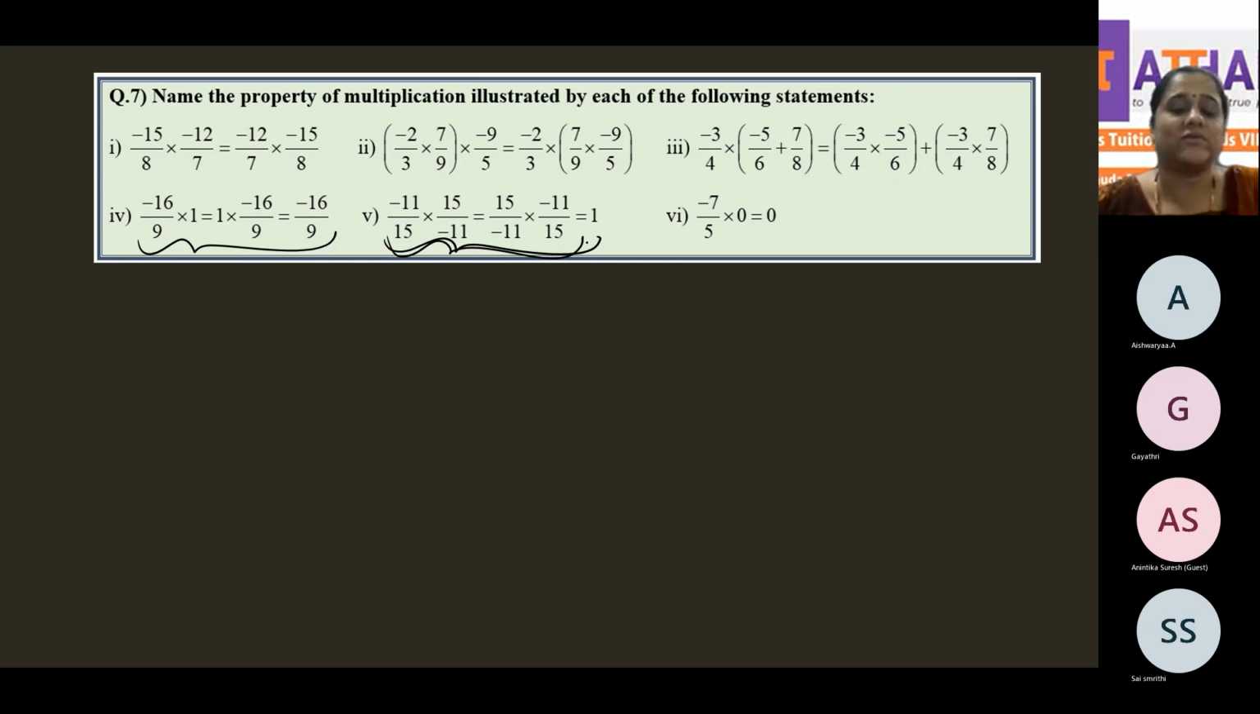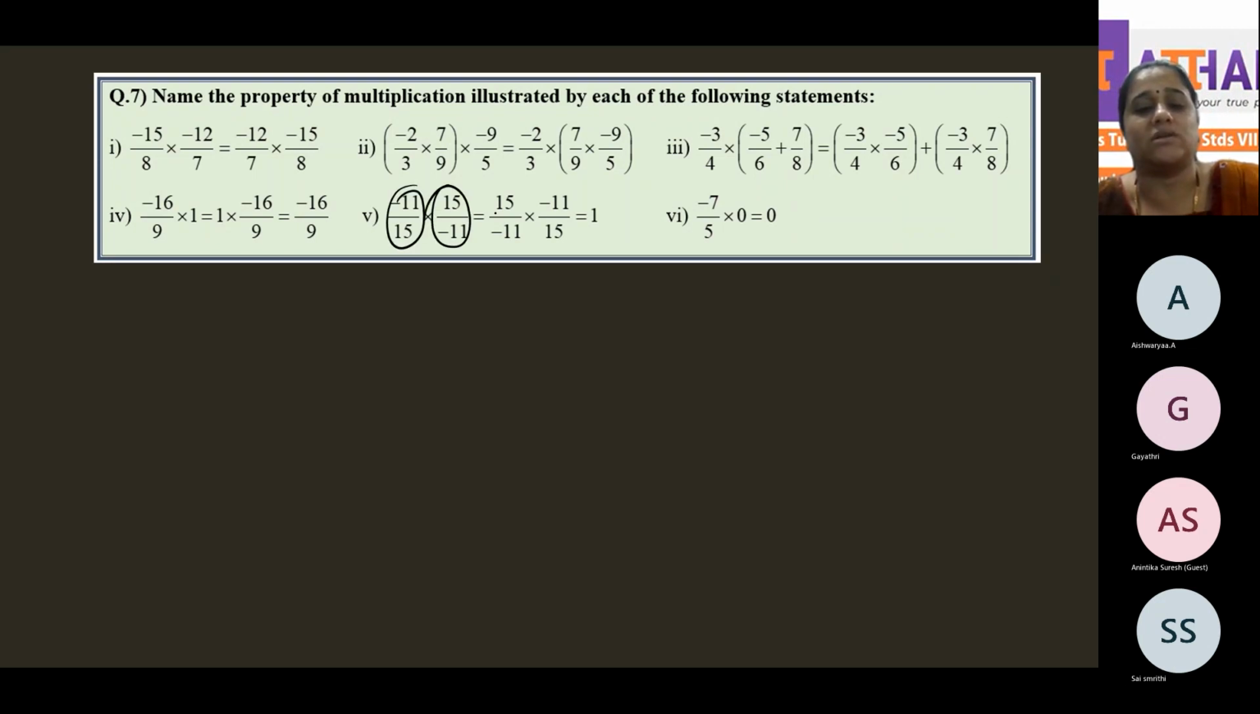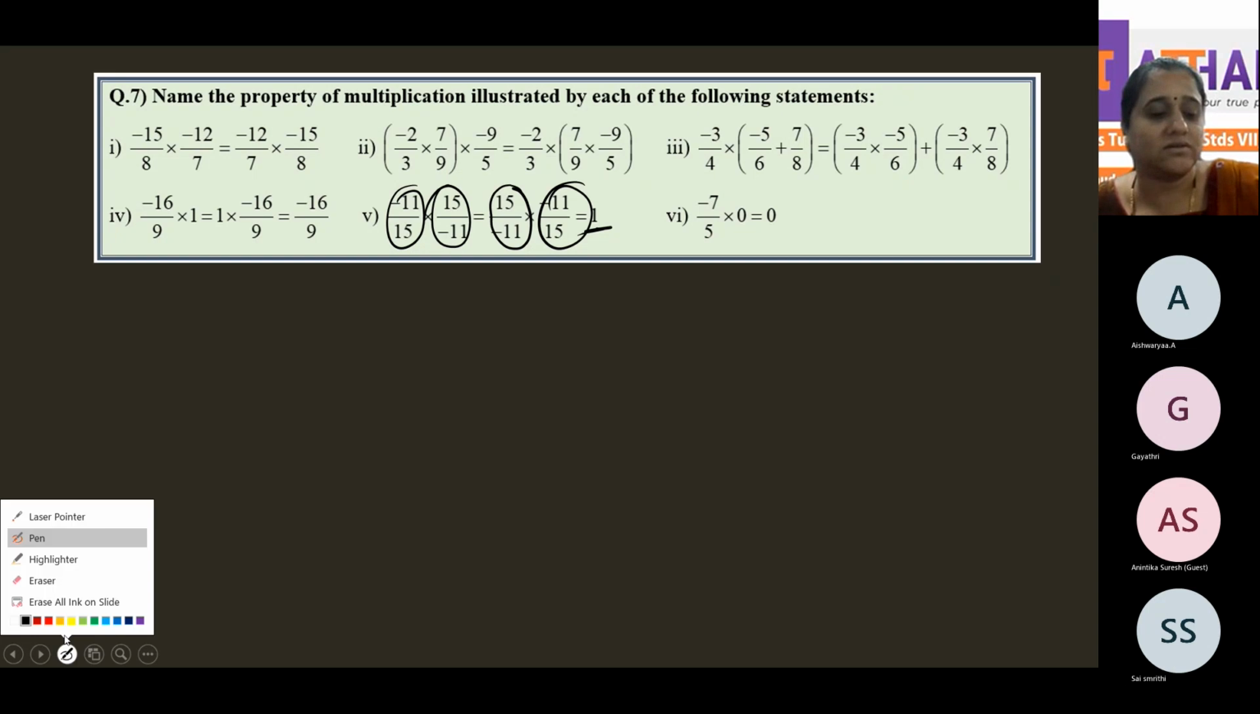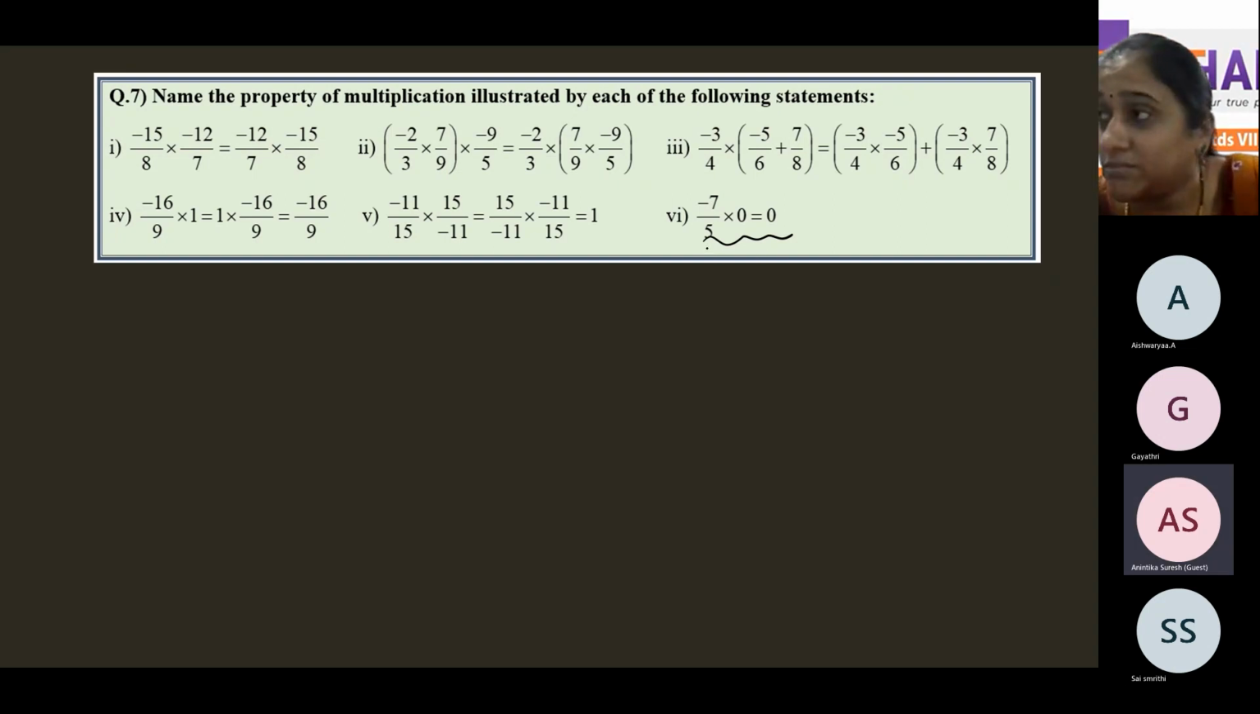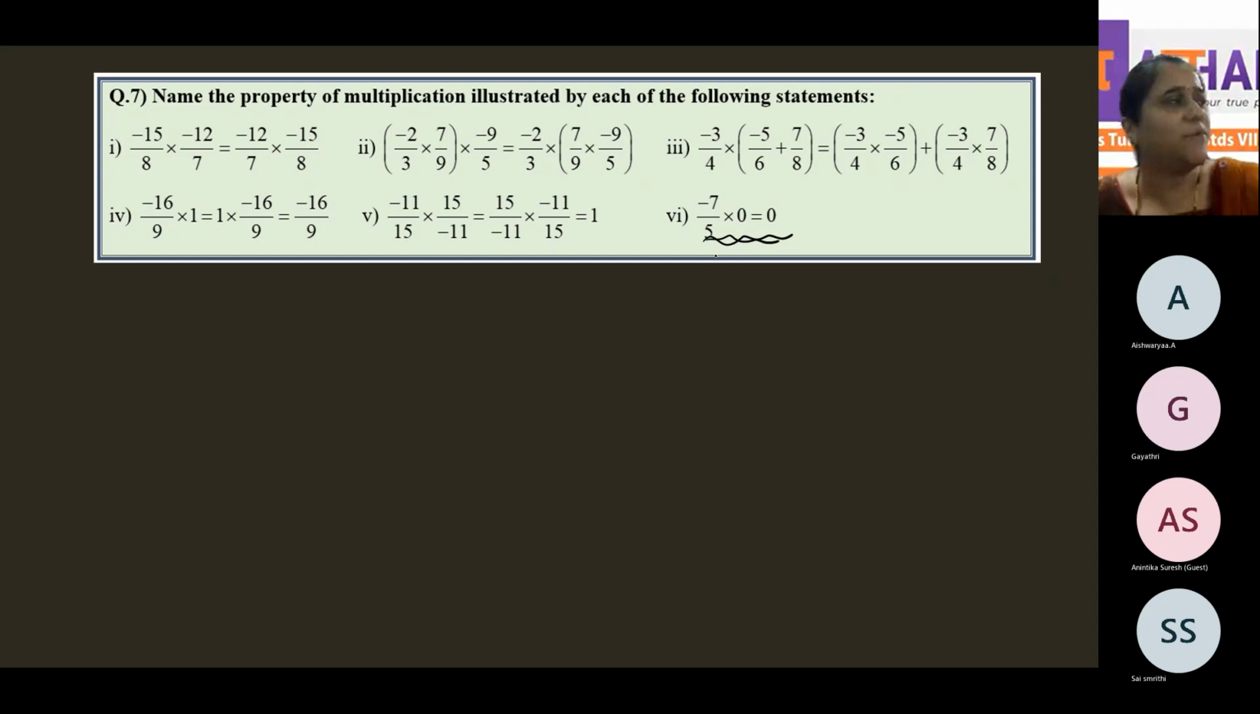Multiplicative inverse. Very good. This is the multiplicative inverse of rational numbers. The product of a number and its reciprocal, the product of its reciprocal and the number, is 1. Multiplicative inverse. What about this one? Property of 0. Property of 0. That's all. Very good.